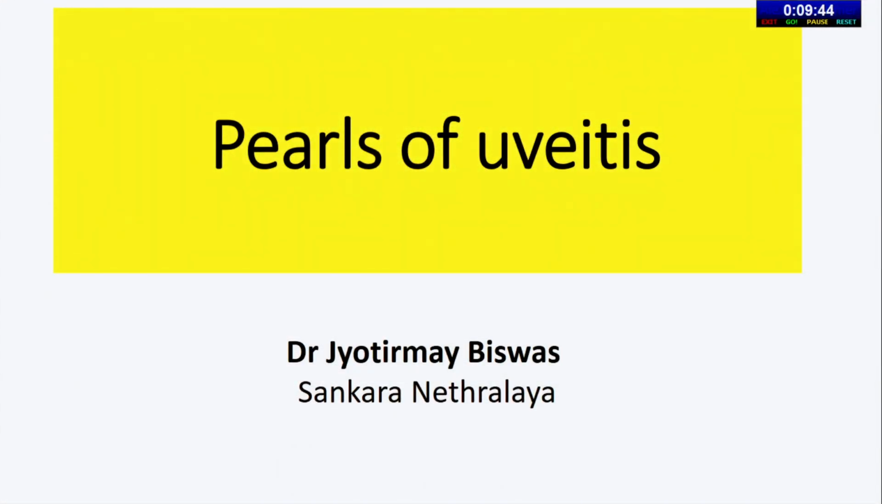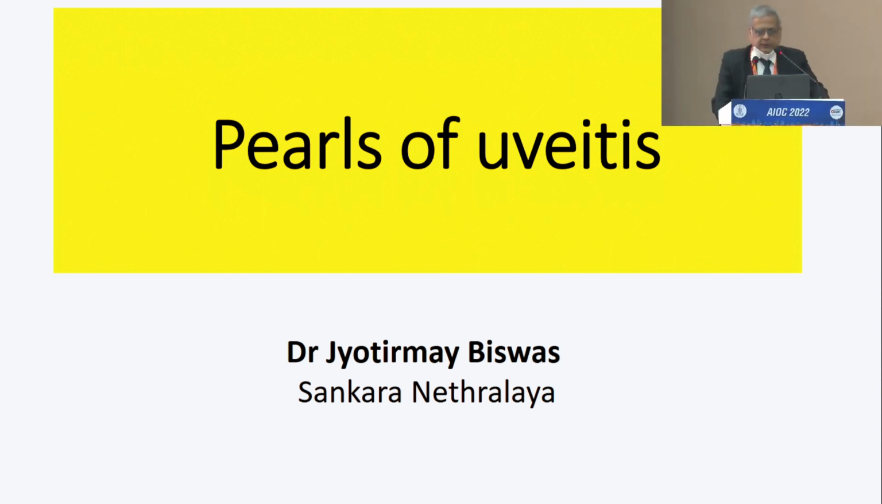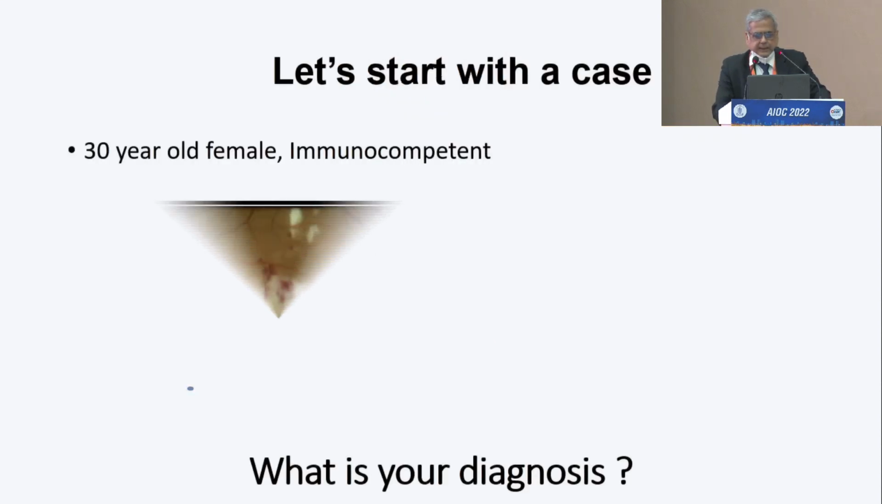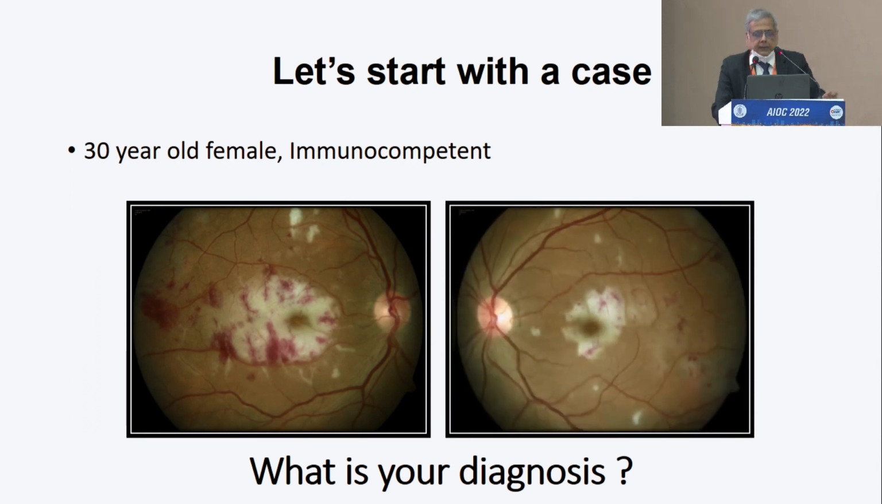So this is a very short talk, Pulse of Uveitis, which I want to share with you. I just want to share with you a few cases. This is a 30-year-old female, immunocompetent, and the fundus had this kind of whitish lesion with necrotizing lesions with hemorrhages over the posterior pole. What could be the diagnosis?